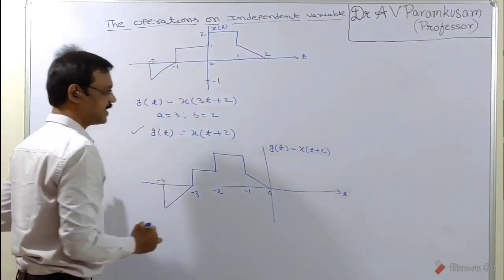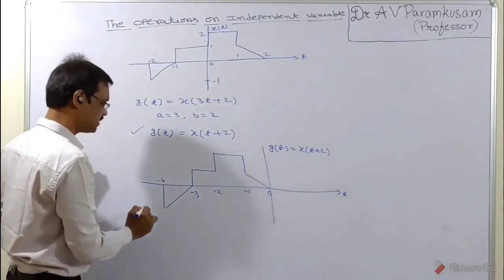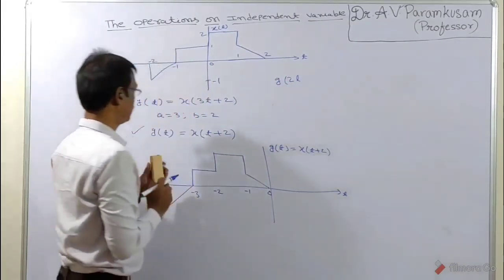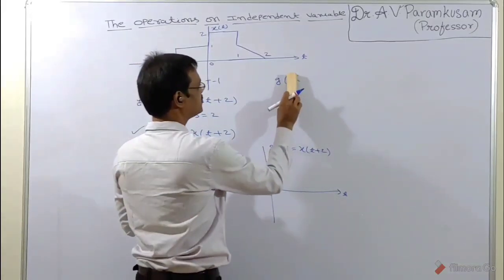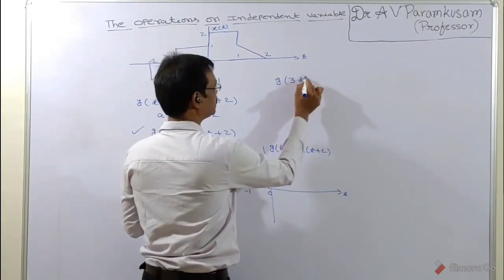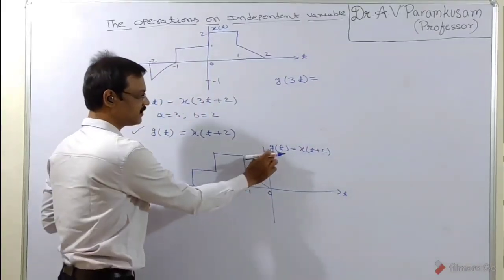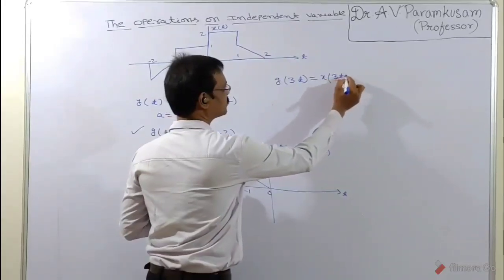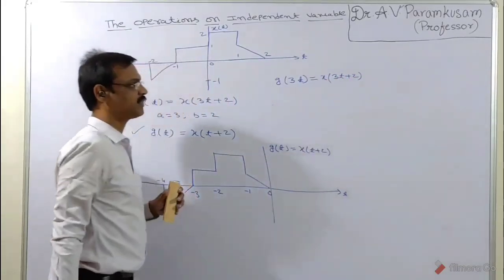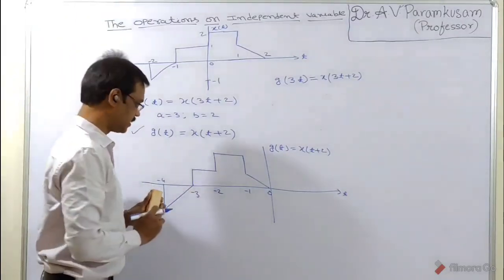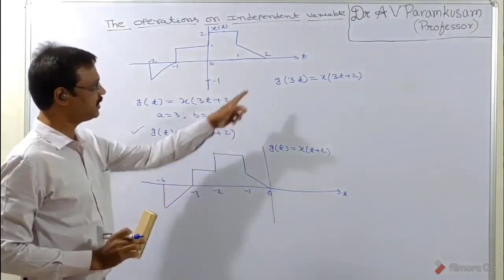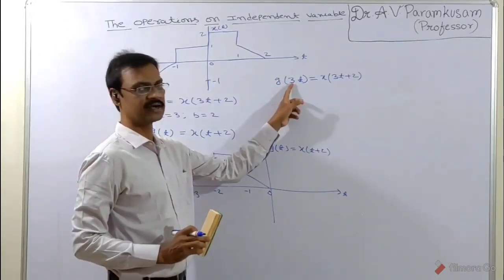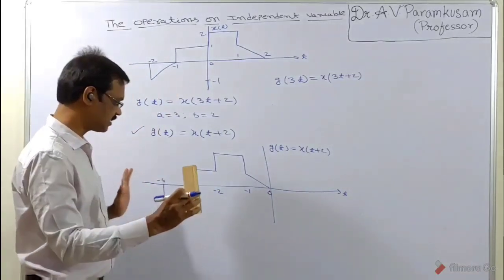What is the next step? The next step is g of 3t, because we have to get x of 3t plus 2. Then g of 3t is equal to x of 3t plus 2, because g of t is equal to x of t plus 2, so you write 3t in place of t. So the problem is to draw the signal g of 3t. This is g of t. Apply the time scaling to the signal. Here, what is the value of a? A is greater than 1, so compress the signal.